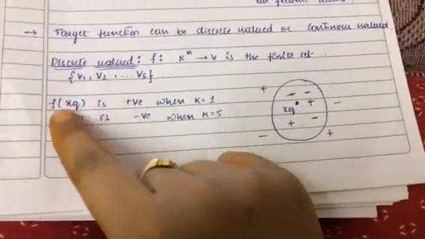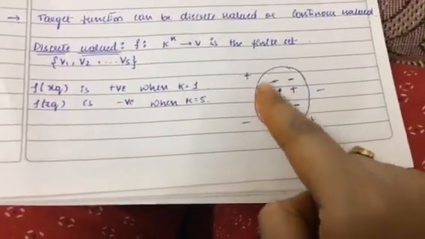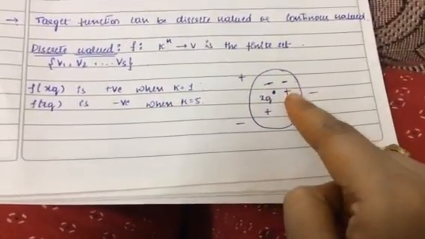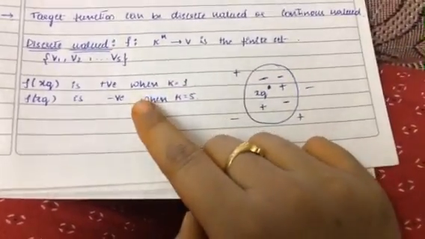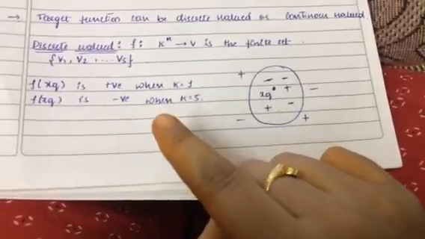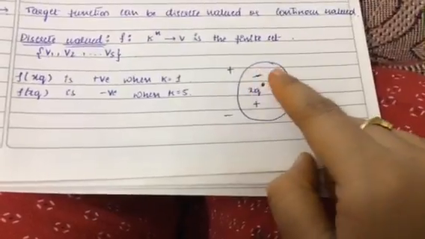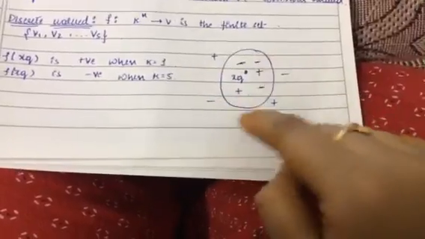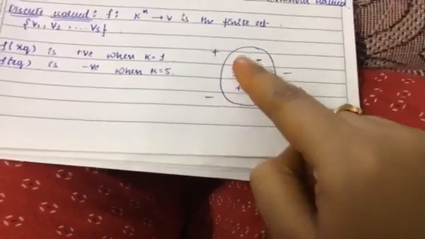Now, if I consider this example, this is a function f of xq. This is my query point, xq. If my k value is equal to 1, then it is going to be positive. Suppose I consider the k value to be 5, then it is considered to be negative. Why? Because 5 neighboring points I am going to choose. If it is only one neighboring point, I am going to choose it based upon the distance.